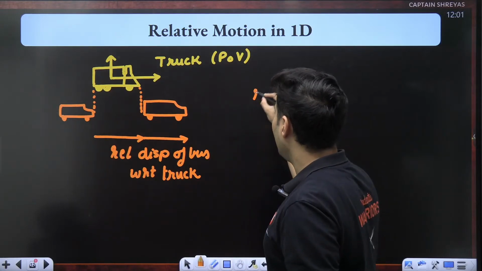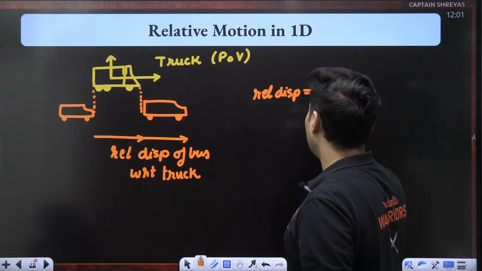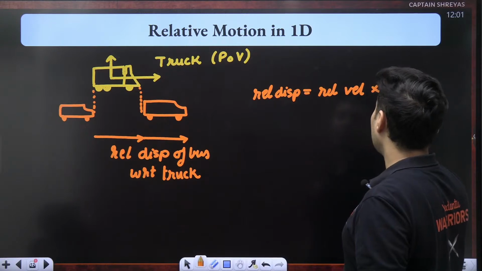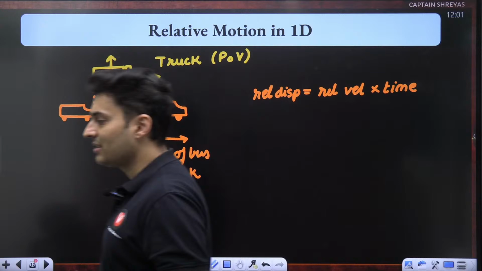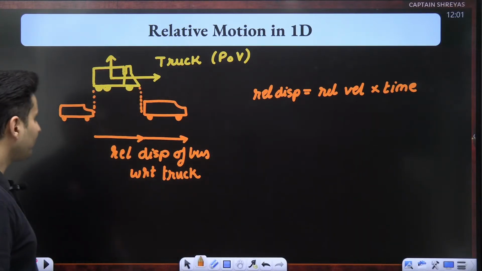And you can definitely use relative displacement is nothing but relative velocity multiplied by the time for such questions. Relative velocity multiplied by time. Distance is speed into time, velocity into time is displacement.